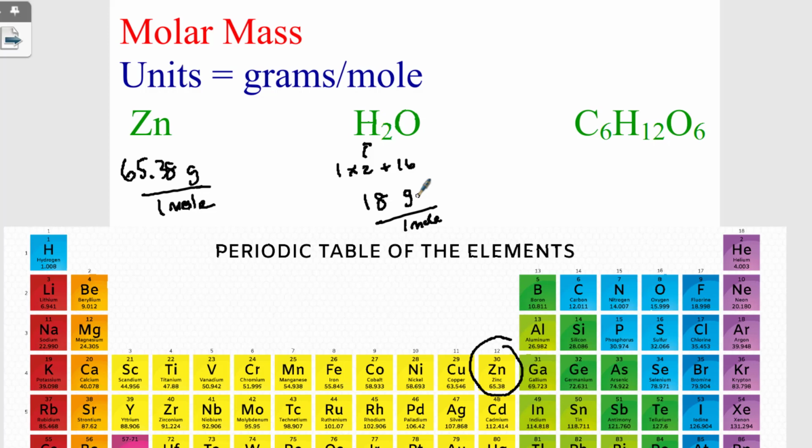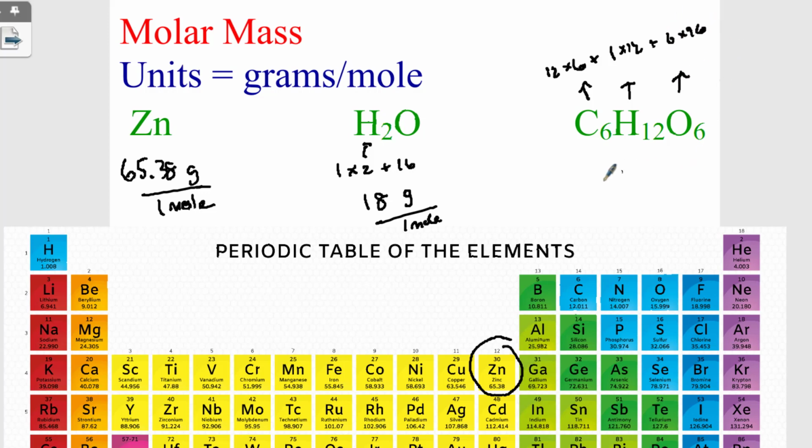Now let's take a look at a bigger compound like C6H12O6. Carbon's 12, so 12 times 6. Hydrogen is 1, if you remember, so 1 times 12, and oxygen is 16, so 6 times 16.